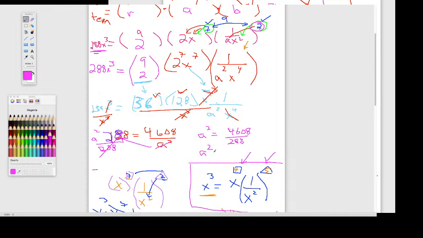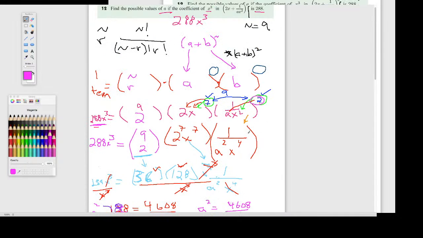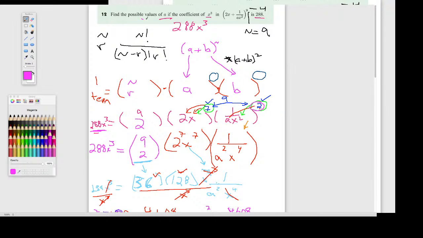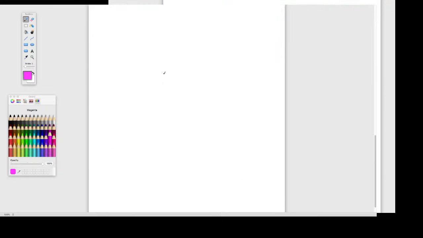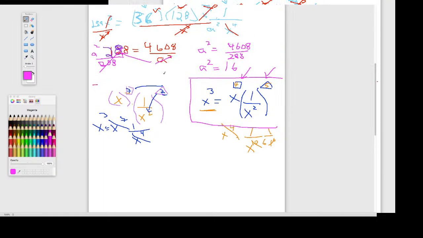How nice. And now this is where you guys are so smart that you read the question and you realized it says possible values, plural. So this is plural, right? So because of that, we should have two values. So be careful when you read your questions. So if that's the case, if you take the square root of a squared and the square root of 16, you get a is equal to plus or minus 4.